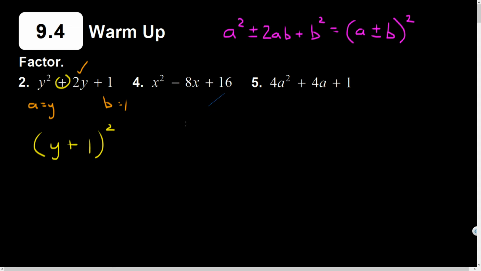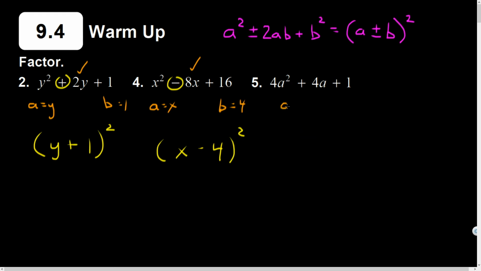Boom, factored. All right, over here, a would equal x, b would equal 4, because the square root of 16 is 4. Is the middle equal to 2ab? 2 times x is 2x, times 4 is 8x. Yep. Notice it's got a minus sign there, so I'm going to do a minus b all squared. So x minus 4 all squared. Boom, got him.